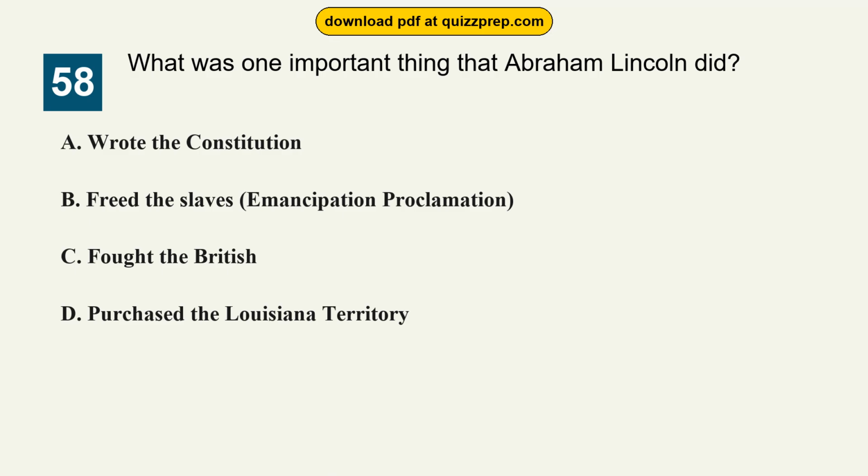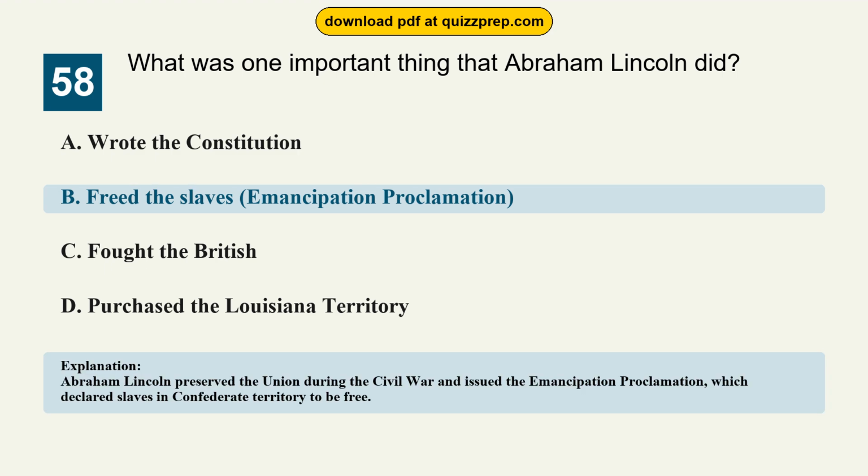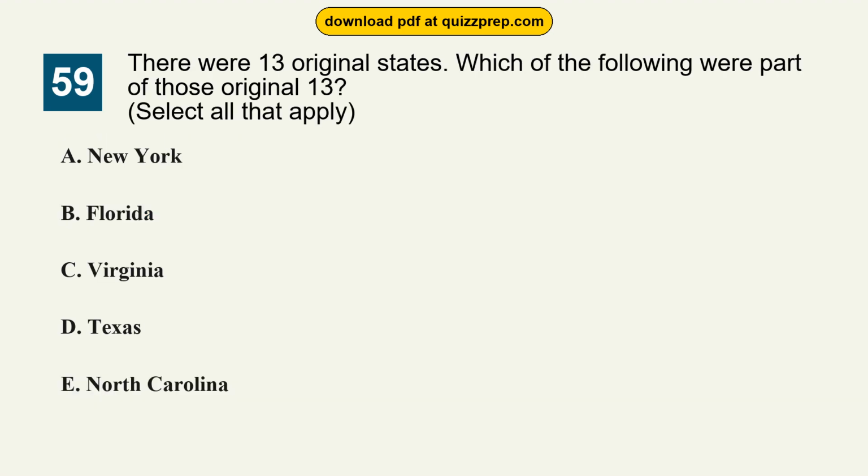Question 58. What was one important thing that Abraham Lincoln did? Option A, wrote the Constitution. Option B, freed the slaves, Emancipation Proclamation. Option C, fought the British. Option D, purchased the Louisiana Territory. The correct answer is option B, freed the slaves, Emancipation Proclamation. Abraham Lincoln preserved the Union during the Civil War and issued the Emancipation Proclamation, which declared slaves in Confederate territory to be free.